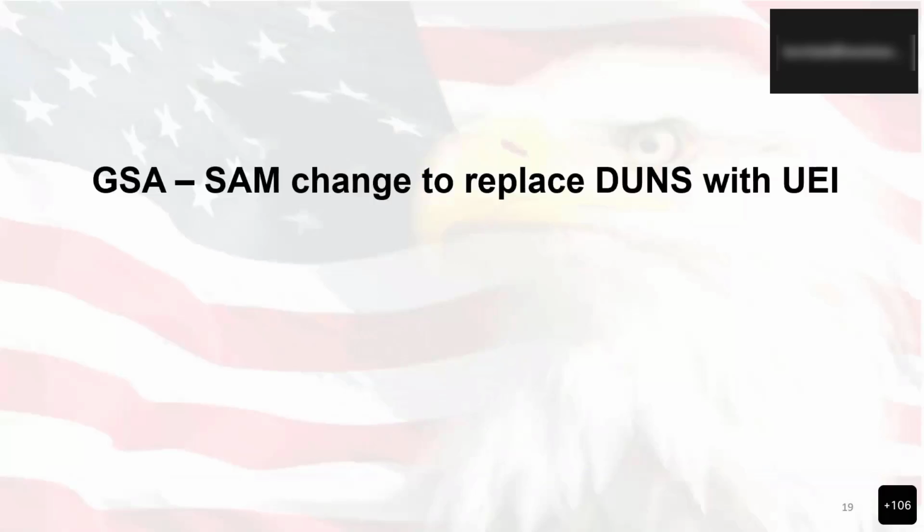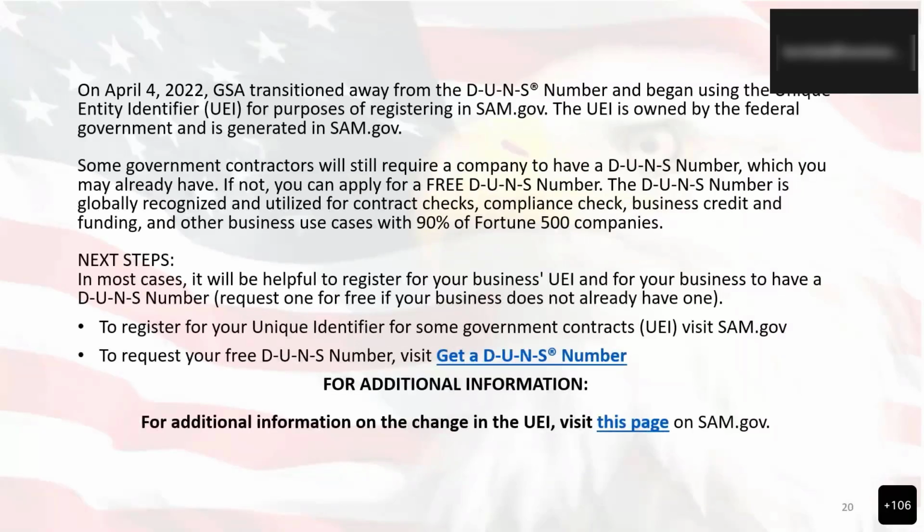All right. Our next section is the GSA SAM change to replace DUNS with UEI. This is pretty much legal, so I'm just going to go ahead and read the slide. On April 4th, 2022, GSA transitioned away from the DUNS number and began using the unique entity identifier for purposes of registering in SAM.gov. The UEI is owned by the federal government and is generated in SAM.gov. Some government contractors will still require a company to have a DUNS number, which you may already have. If not, you can apply for a free DUNS number.